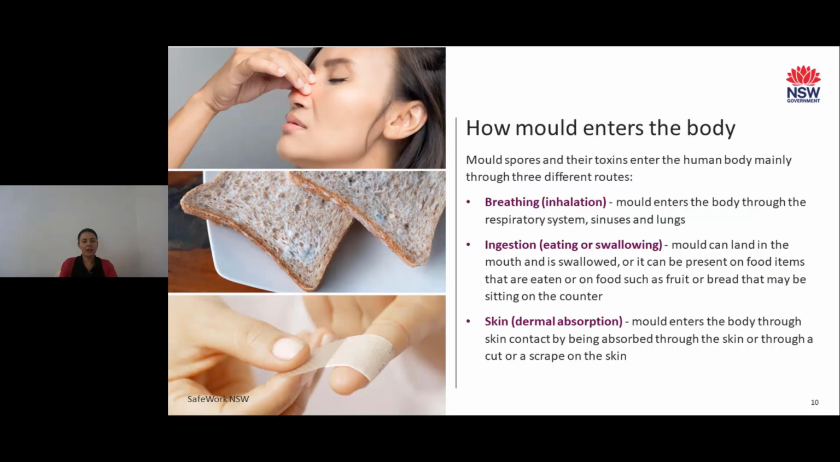Mould can be inhaled, ingested, or it can enter the body through skin contact. Mould spores and their toxins can travel through the air and be inhaled when breathing in or ingested by eating food that is contaminated with mould. It's also possible for mould to enter the body through skin contact with contaminated surfaces or items.